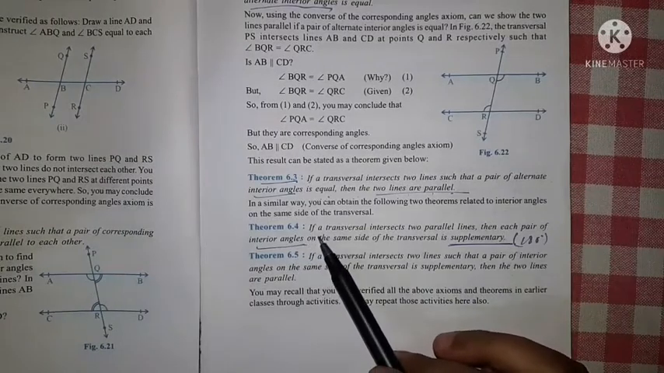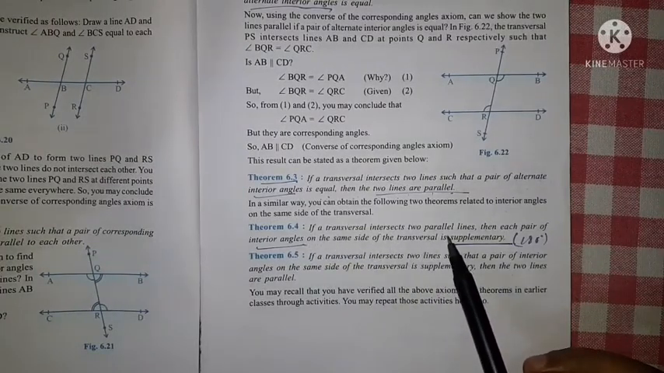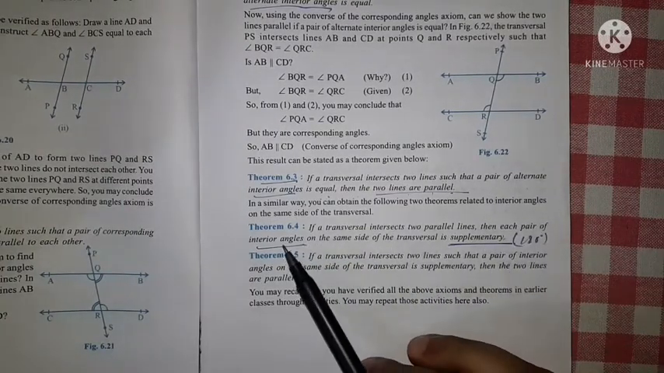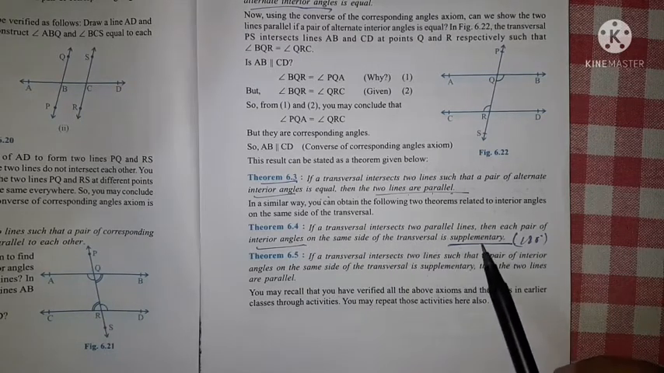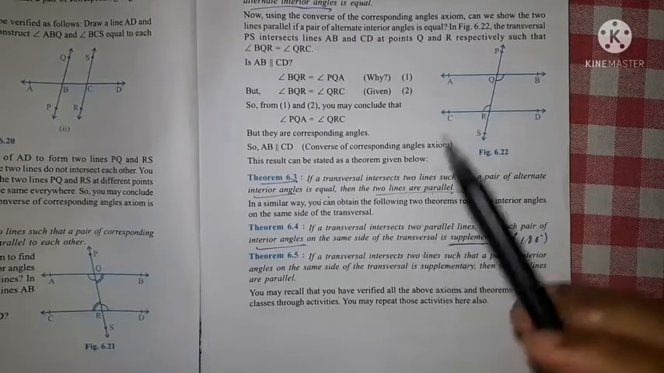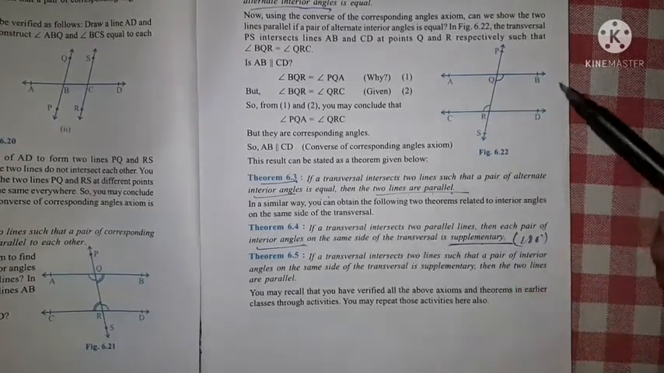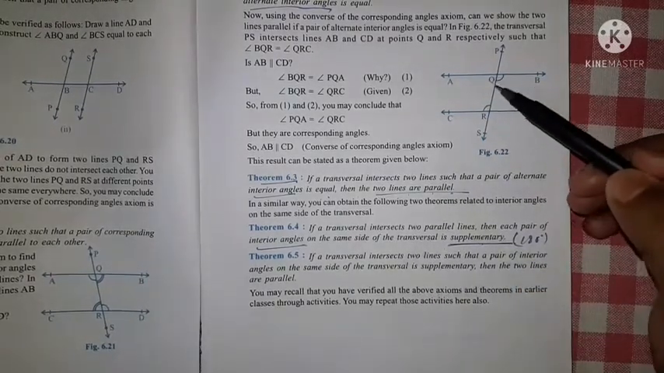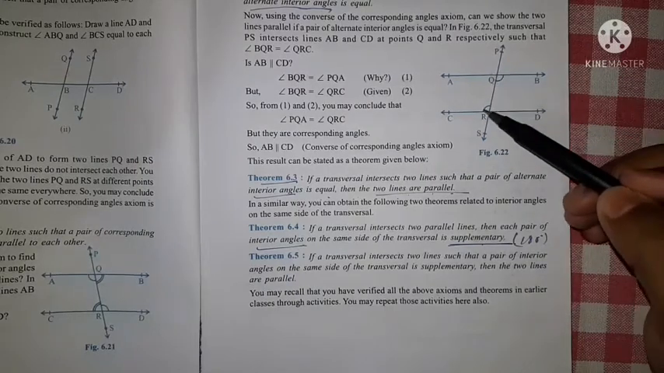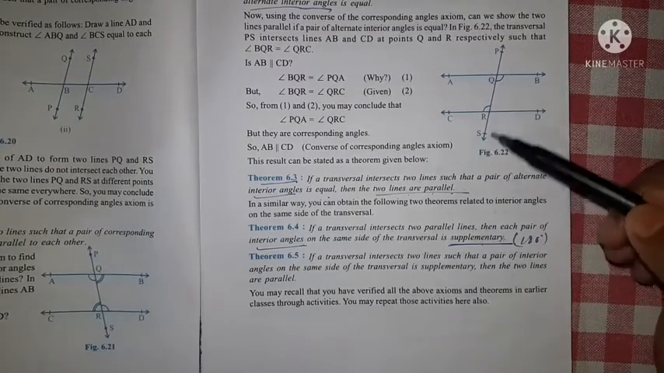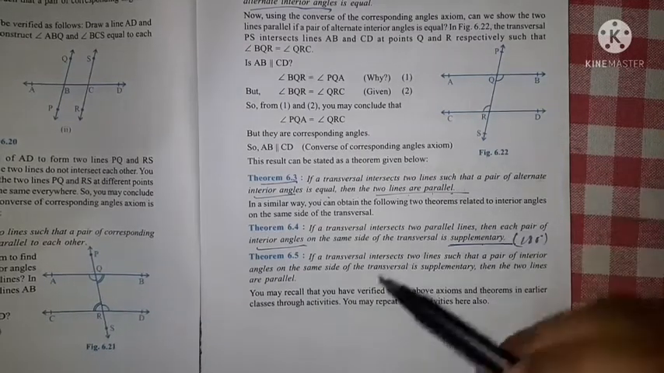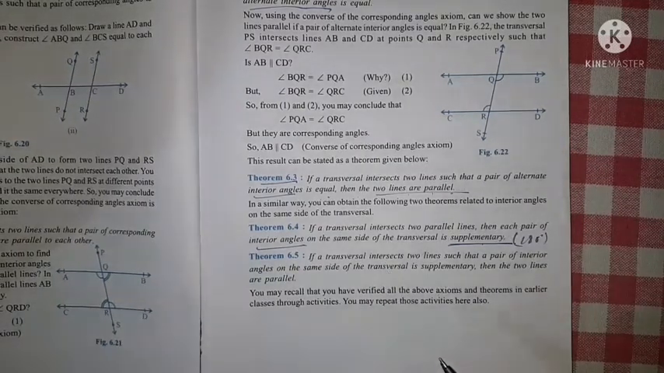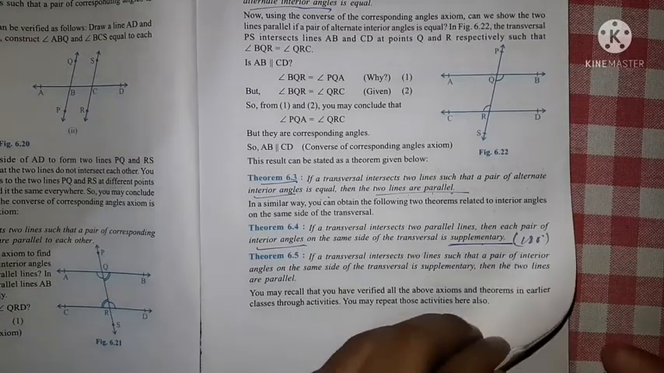Now theorem 6.4: if a transversal intersects two parallel lines, then each pair of interior angles on the same side of the transversal is supplementary. That means, as we have already discussed, the sum of the angles on the same side of the transversal, if we add these two, we will get 180 degrees. So that is given in theorem 6.4. Supplementary means, as we know, 180 degrees.